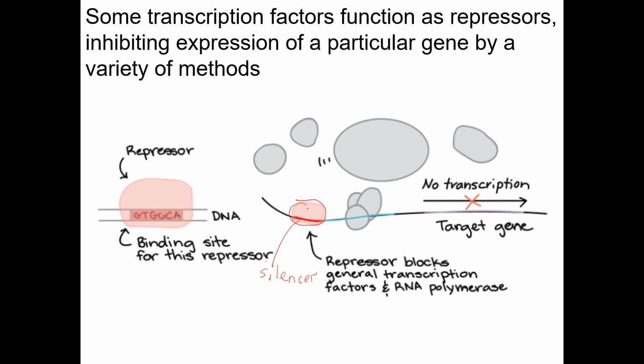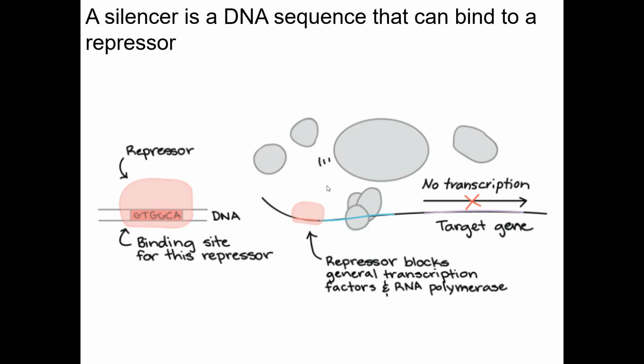And here's the repressor. So if this is the promoter and RNA polymerase tries to come over and bind here, it can't get on because the repressor's here. So the repressor is blocking RNA polymerase. So a silencer is a DNA sequence that can bind to a repressor. So here's the silencer, and the repressor again is the protein that stops transcription.